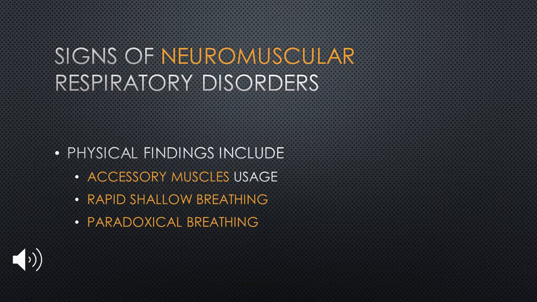So, what might some of these neuromuscular respiratory disorders look like? Basically, it'll look like someone who's trying to compensate for not being able to use their normal muscles properly, right? So, accessory muscle usage, increasing their rate to compensate for a decreased volume, and for those whose diaphragm is either partially or completely paralyzed, you might see some paradoxical breathing.